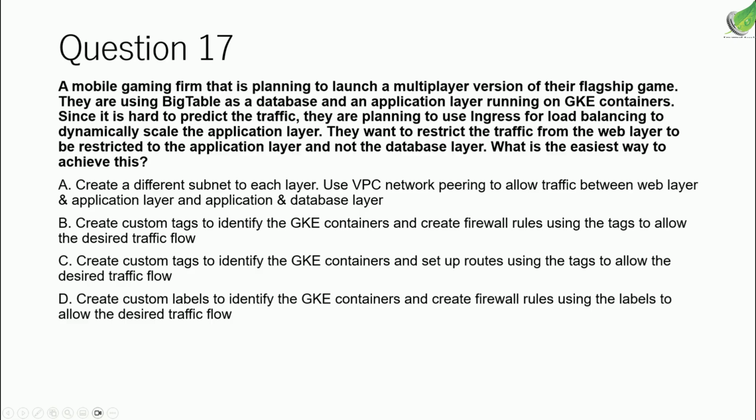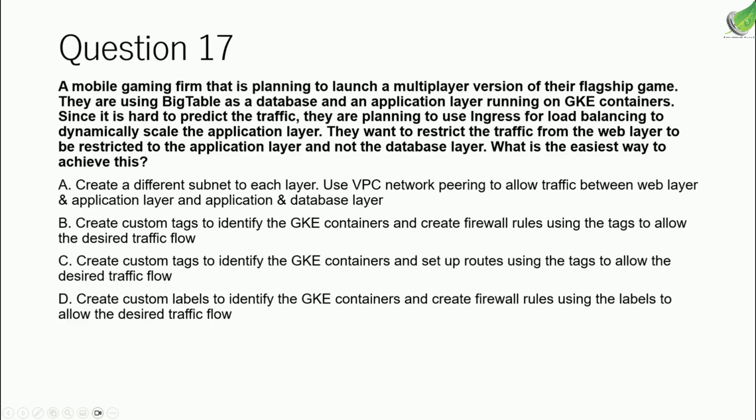Next, let's look at option C. This is incorrect because it confuses the purpose of routes and firewall rules. Routes are like road signs that tell traffic where to go. Firewall rules are like security guards that decide who is allowed to pass. To restrict or allow traffic, we need firewall rules, not routes.